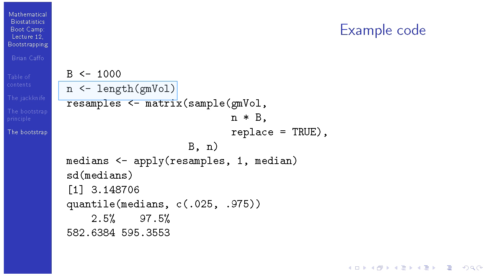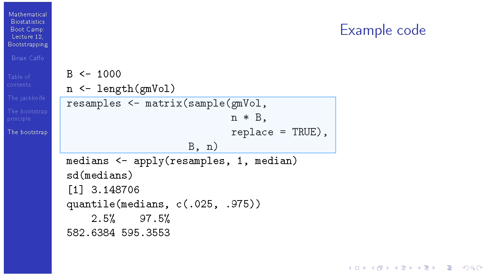So N is the number of observations that I have. Then our resamples, this code right here, just draws with replacement from the collection of N observations. It draws B complete data sets of size N from that distribution. The replace equals TRUE means that we're sampling with replacement.